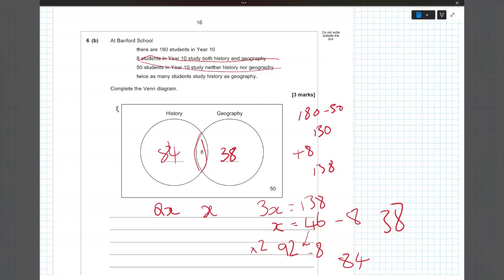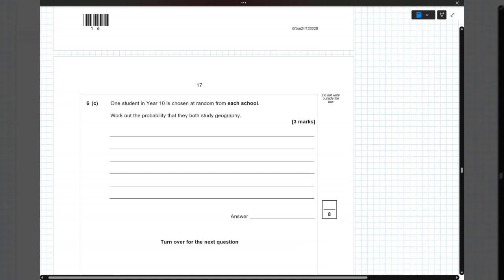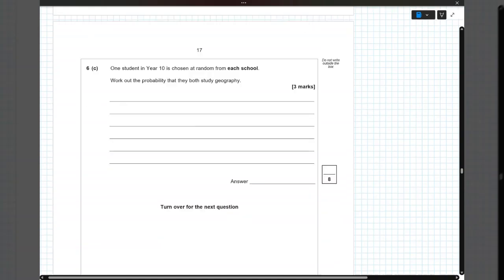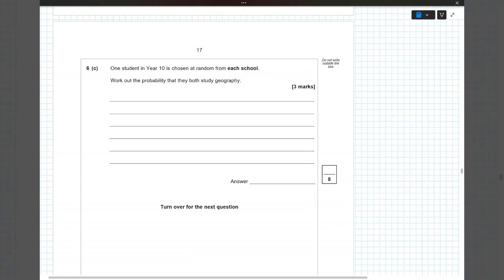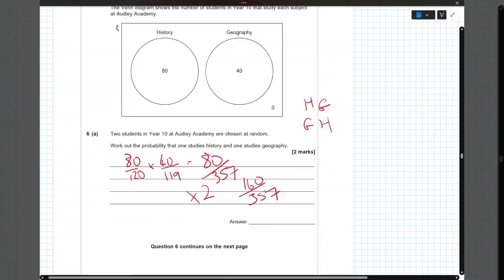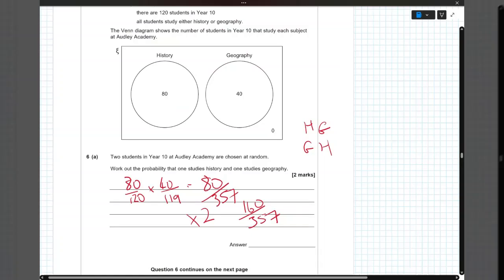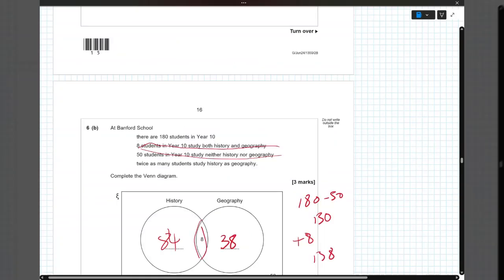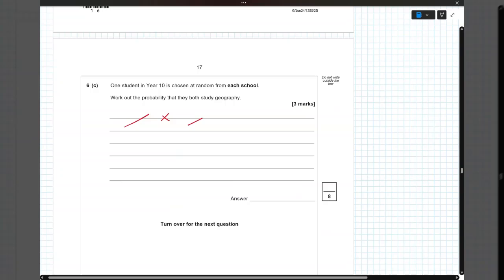Okay, last bit, part C. One student in Year 10 is chosen at random from each school. Work out the probability that they both studied geography. So we need to do this and we need to do that. So we'll work out the probability of them studying geography from the first school. In the first school, it's 40 out of 120. So our first probability is 40 out of 120.